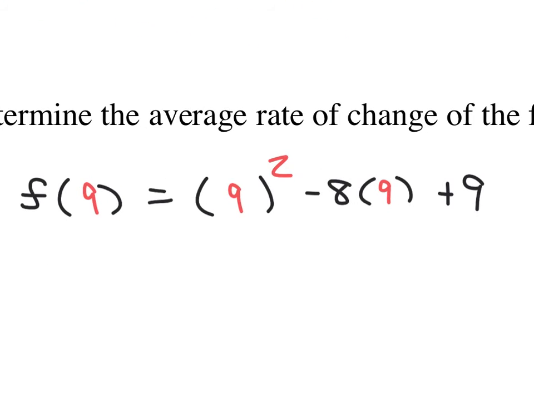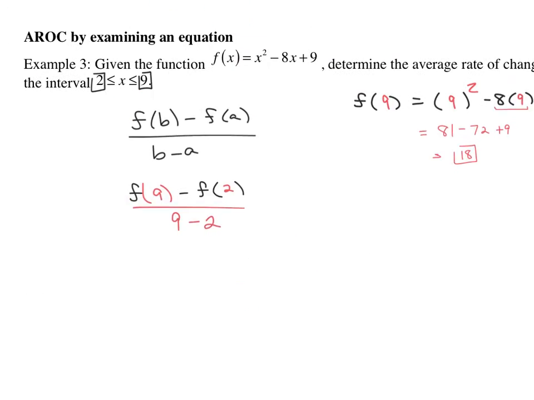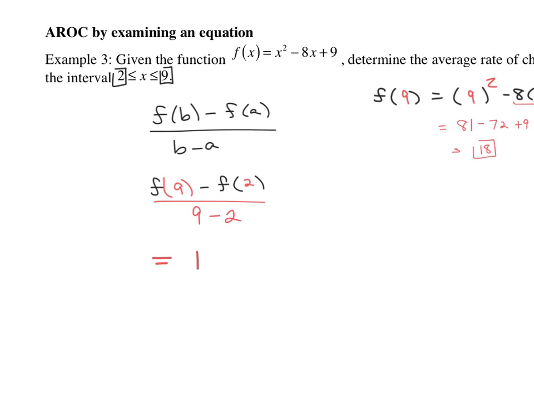Well, I can type this into my calculator or I can do my PEMDAS. 9 squared is just going to be 81. 8 times 9 is 72. And then I add 9. 81 minus 72 is 9, and 9 plus 9 is 18. So that's what I'm going to plug in for f(9). So I have 18 minus something over 9 minus 2.